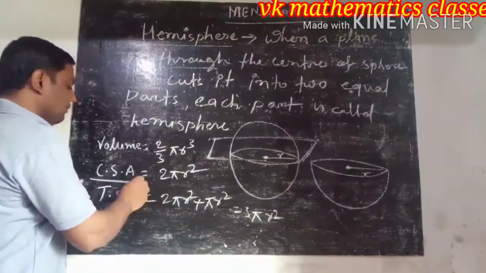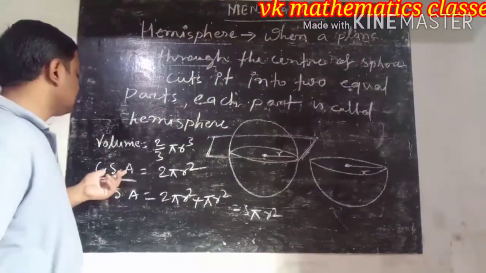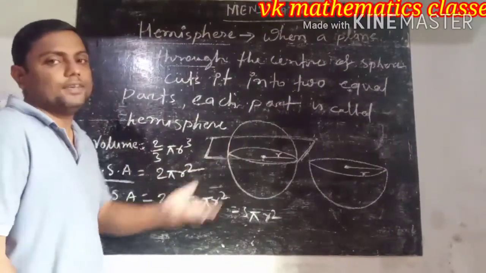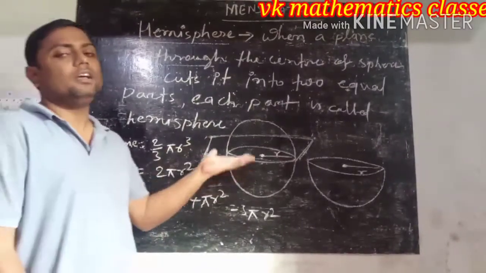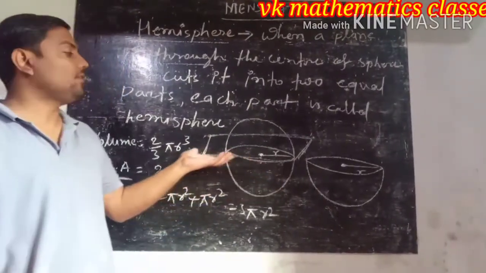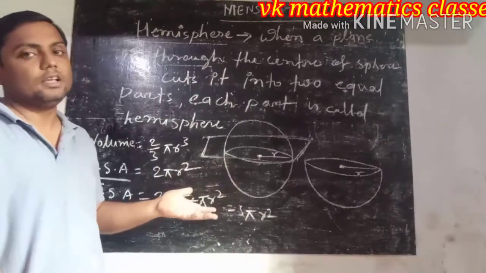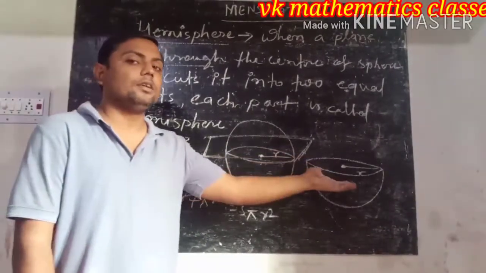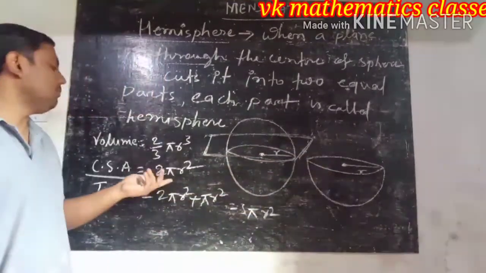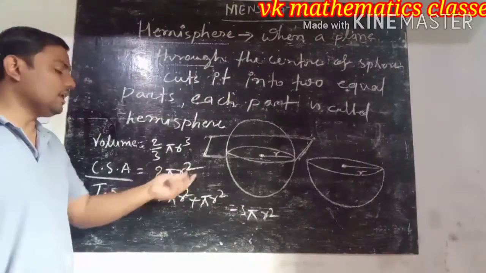And the curved surface area, that is the CSA of the hemisphere, is half of the sphere's. The curved surface area of a sphere is 4 pi r square. Here this is the half. So the CSA of the hemisphere is 2 pi r square.